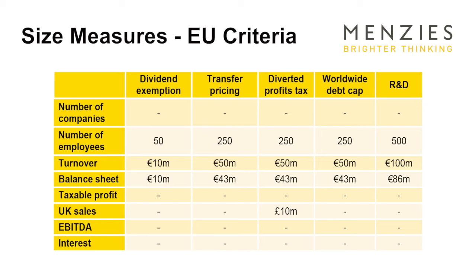Transfer pricing, diverted profits tax and worldwide debt cap can generally only apply to large companies, but with transfer pricing there are exceptions, so any company transacting with connected companies should seek advice as to whether arm's length rules apply.